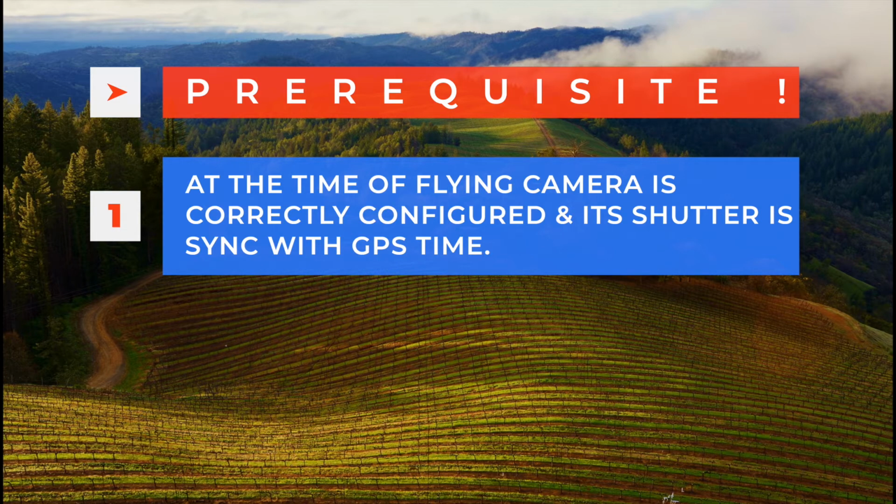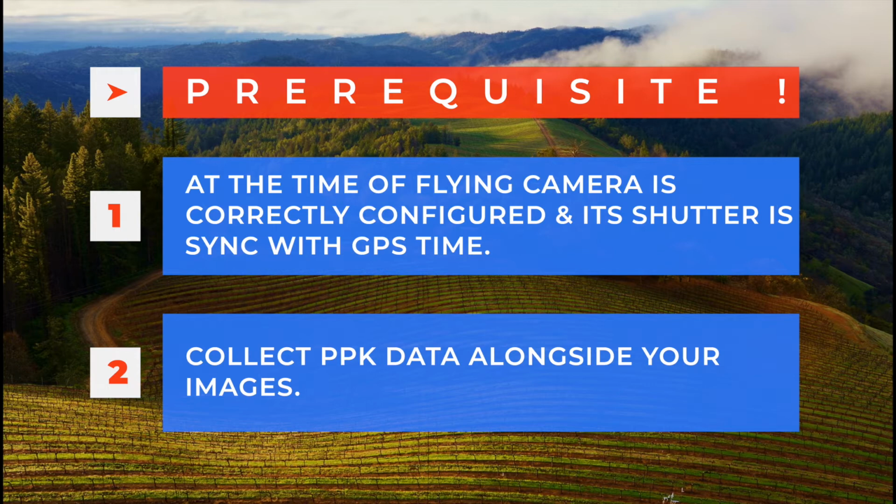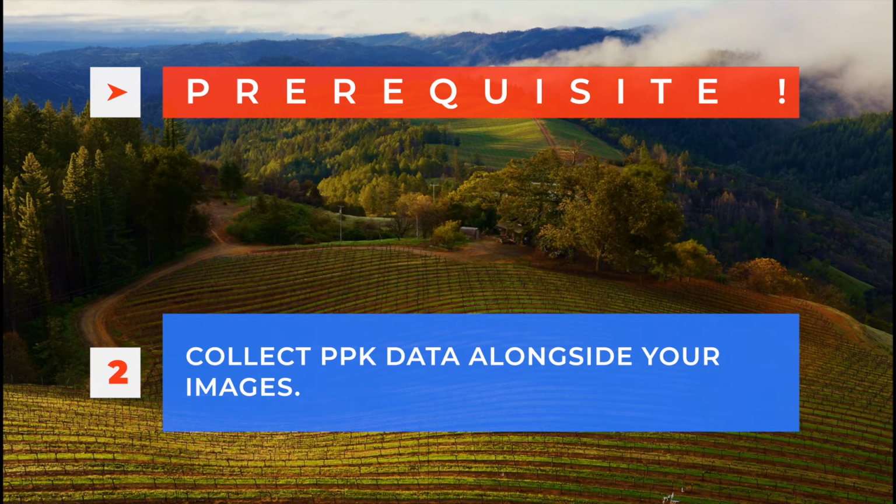It's essential to sync your camera shutter with the GPS time to capture the precise location of each image. Also, don't forget to set up your drone to collect PPK data alongside your images. This data is key to our geotagging process.